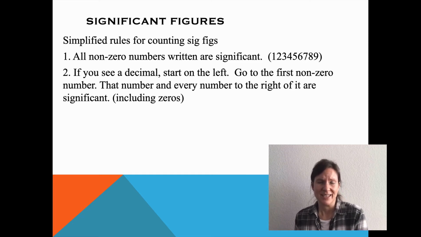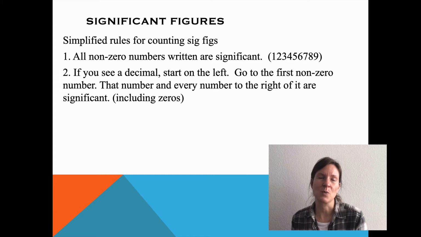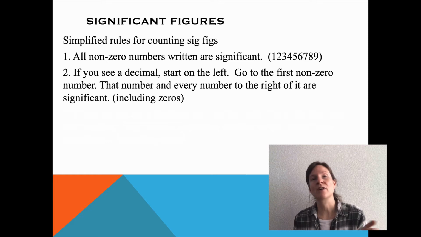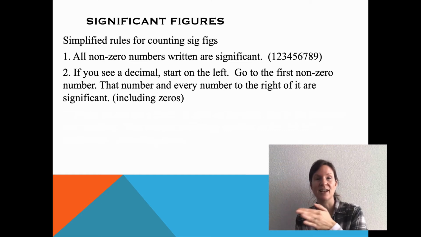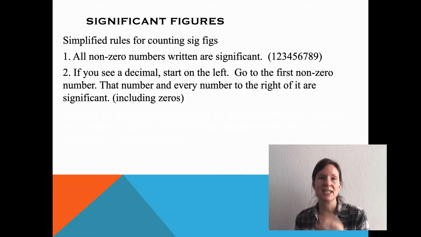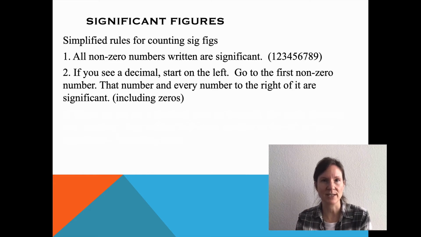Here are some not really scientific rules, but easy ways to figure out if a zero was measured. If you see a number with a decimal point, whether it's greater than 1 or less than 1, start all the way on the left. Go to your first non-zero, and that first digit, as well as everything else to the right of it, is considered measured, including the zeros. I'll apply these rules in a second so you can see.